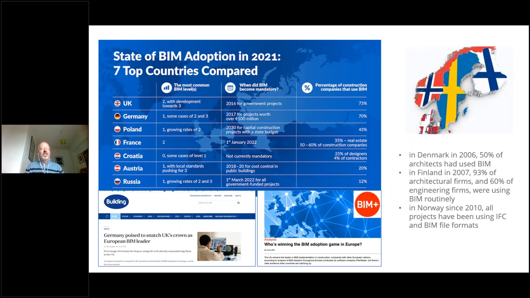But some of you may have seen comparisons between the UK's adoption of BIM and that of other countries in Europe. Both Building and BIM Plus have reported on a survey by Plan Radar. It shows the error of focusing, I think, on pockets of data. Scandinavia is not covered in the Plan Radar report, yet in Denmark, you can see the numbers I put on the screen: 50% of architects were using BIM in 2006. In 2007, 93% of Finland architectural firms, 60% of engineering firms were using BIM routinely, and Norway has been deploying IFC and BIM file formats since 2010.